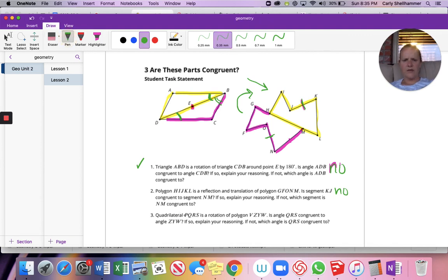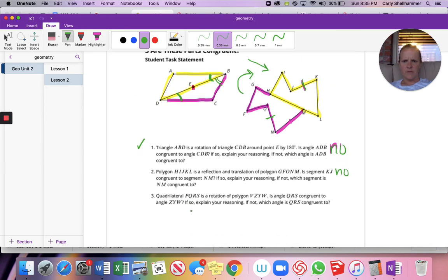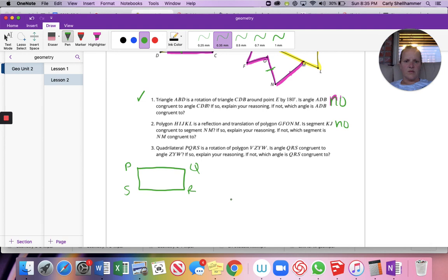And now quadrilateral PQRS, I don't see that one. PQRS is a rotation of, let's draw it. I'm just going to draw a basic PQRS. PQRS is a rotation of polygon VZW or YW. I think we're missing something here, even without a diagram. Okay, so it is a rotation, so everything should be in the same order.